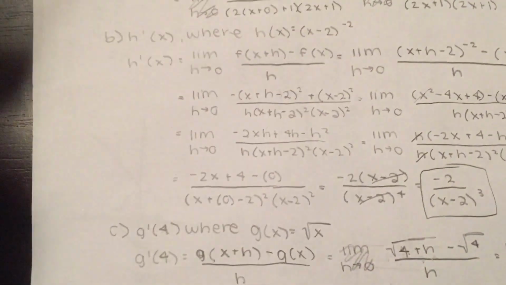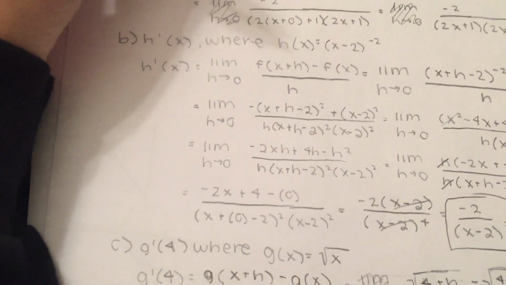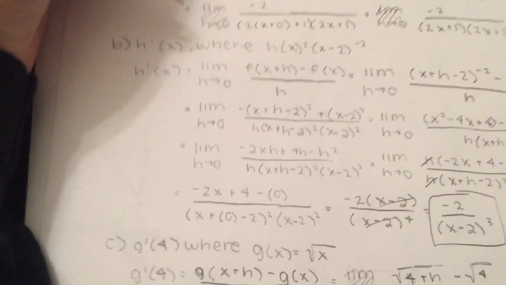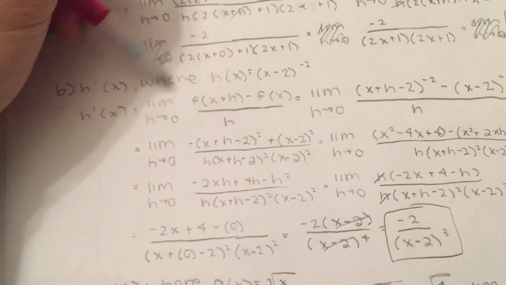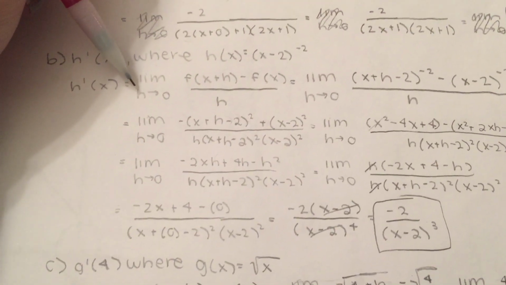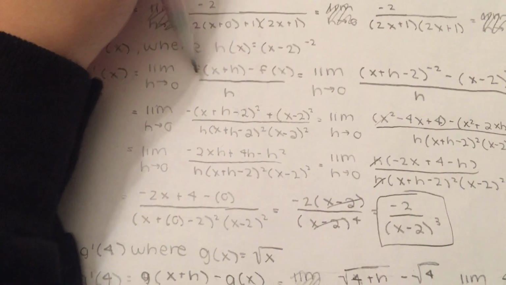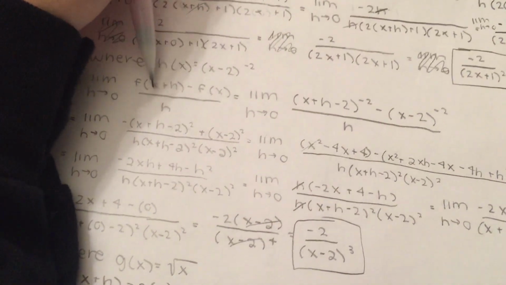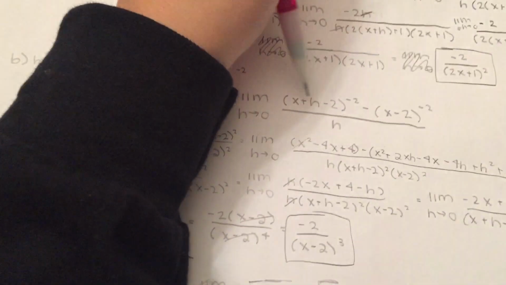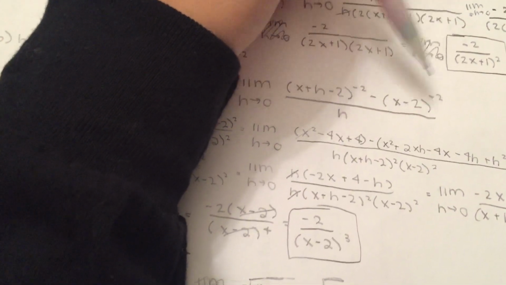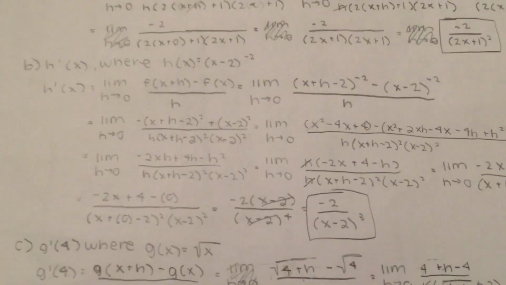Second part of this problem, you need to find h prime of x, where h of x equals (x minus 2) to the negative 2. So again, start with the definition of a derivative where the limit is as h approaches 0 of f of x plus h minus f of x over h. And you plug in x plus h into the initial equation, so it becomes (x plus h minus 2) to the negative 2 minus (x minus 2) to the negative 2, all over h.